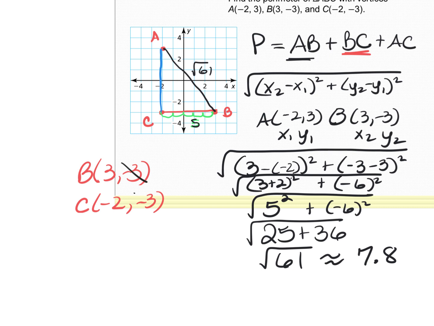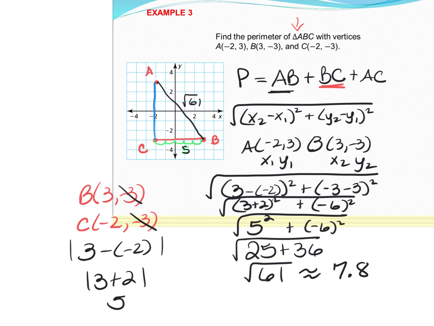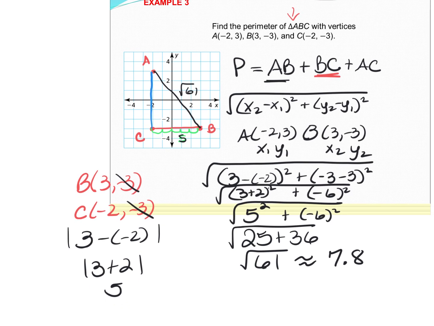So take away the part of the ordered pair that's the same, and now subtract the x's. Remember, you absolute value it. Distance is never negative. So 3 plus 2, and I get 5 either way. So now the length of BC is 5. And now we need to do AC.